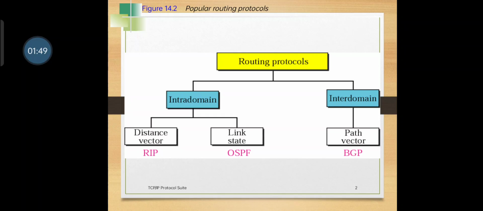In this lecture, I'll be discussing what distance vector routing is and its working concept. In the coming lectures, I will explain what link state routing is and the working concept of OSPF.